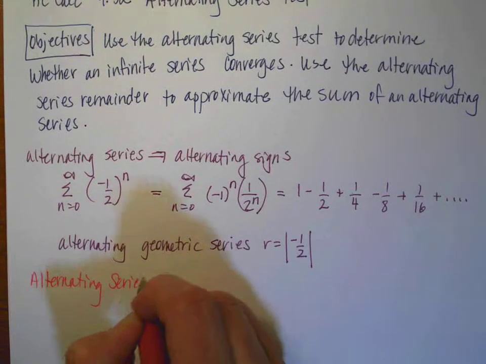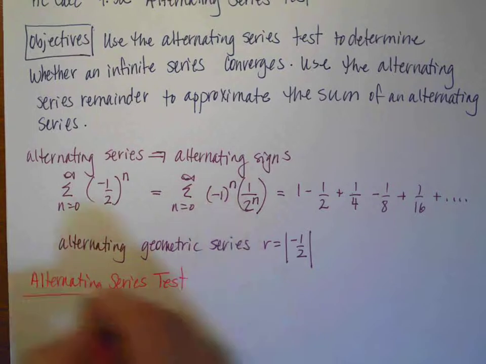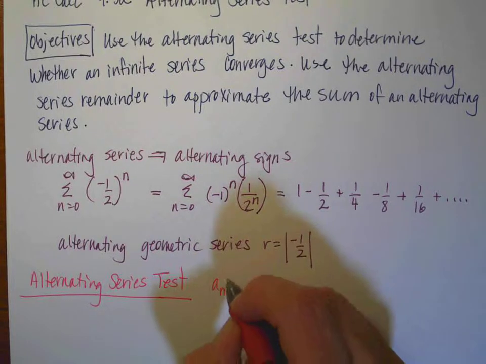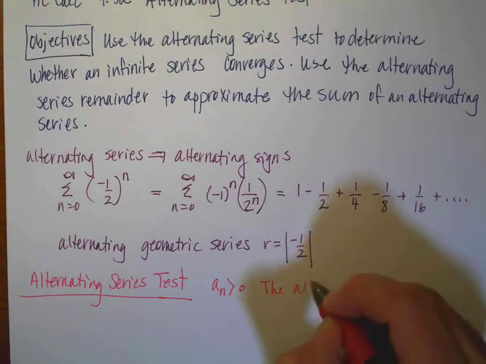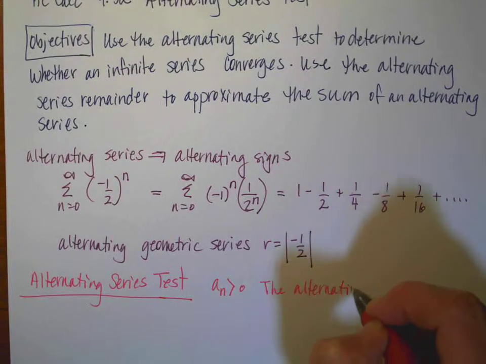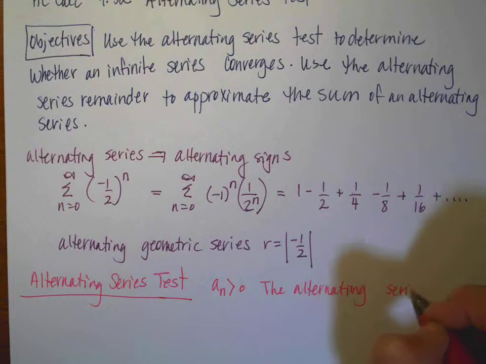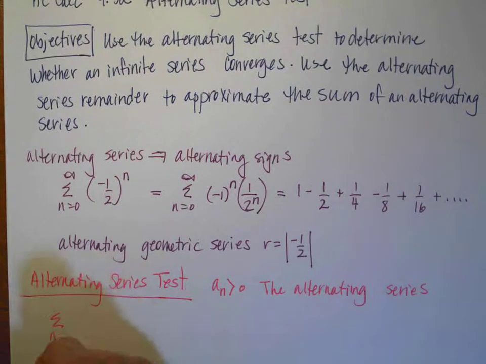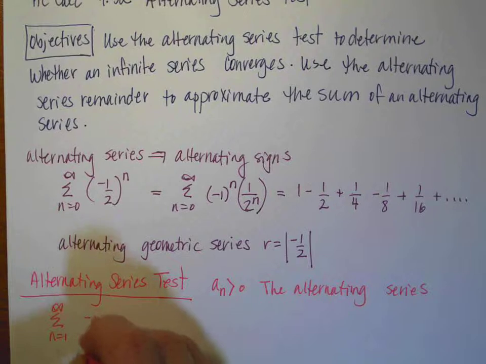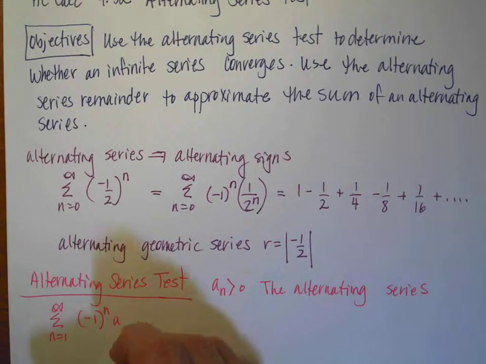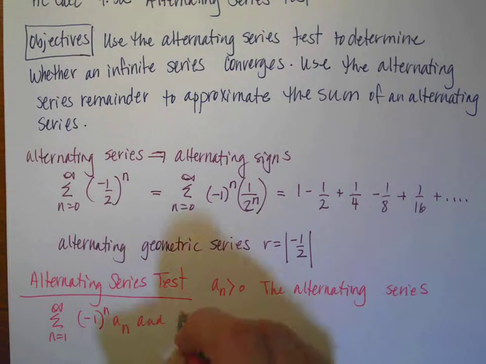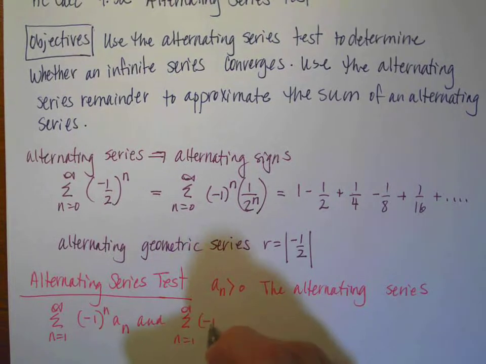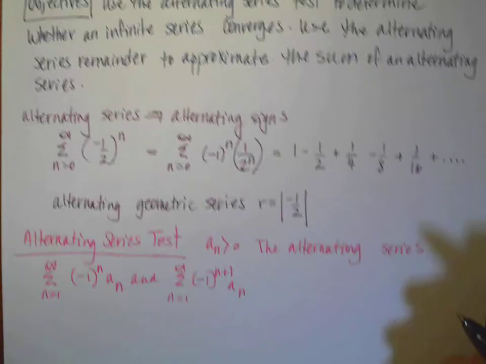So for our alternating series test, alrighty, so a sub n has to be positive. And then the alternating series, we're going to have the sum from n equals 1 to infinity of a negative 1 raised to the n times a sub n. And it could also look like n equals 1 to infinity of a negative 1 raised to the n plus 1 times a sub n.